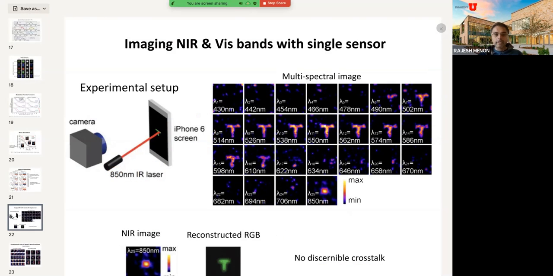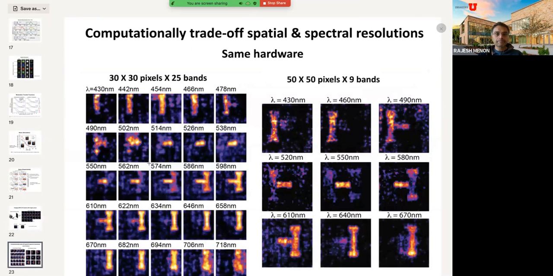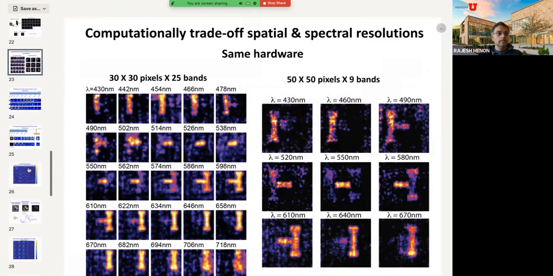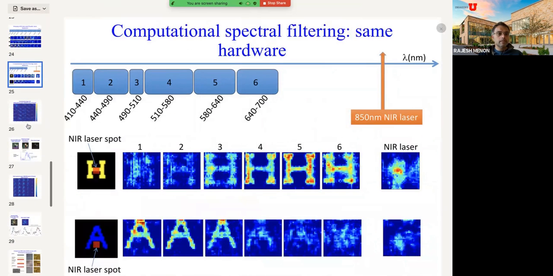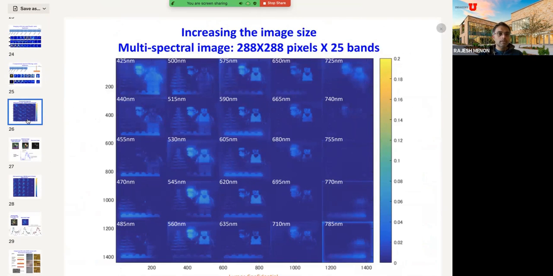There's a lot of really cool stuff happening in this area, but I just want you to be aware of it. I'm going to skip this, not terribly relevant for this particular class, and then let me just end with one result. This is an example of an image we can take where we are taking a scene.